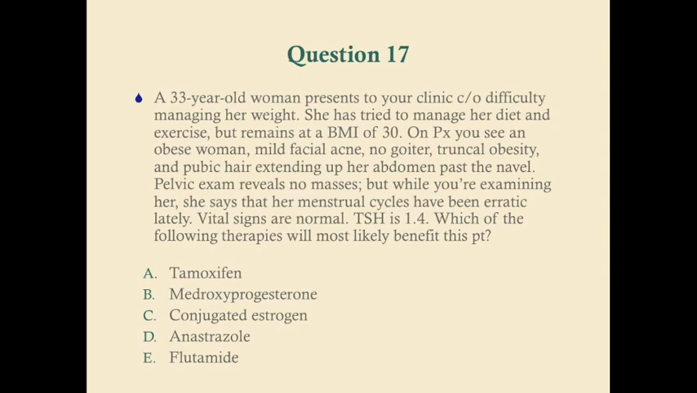Question 17. A 33-year-old woman presents to your clinic complaining of difficulty managing her weight. She's tried to manage her diet and exercise, but remains at a BMI of 30. On physical exam, you see an obese woman, mild facial acne, no goiter, truncal obesity, and pubic hair extending up her abdomen past the navel. Pelvic exam reveals no masses, but while you're examining her, she says that her menstrual cycles have been erratic lately. Vital signs are normal. TSH is 1.4. Which of the following therapies will most likely benefit this patient? A, tamoxifen, B, medroxyprogesterone, C, conjugated estrogen, D, anastrozole, or E, flutamide?